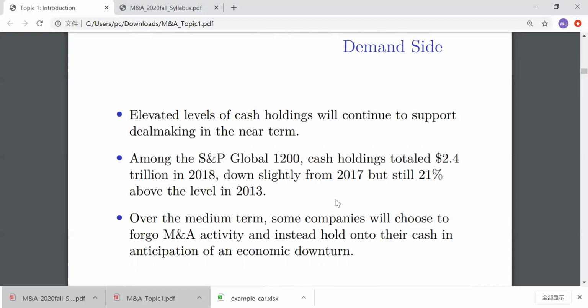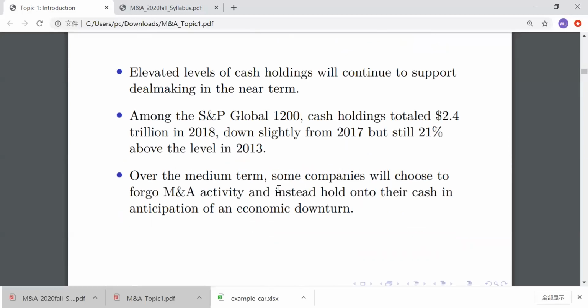For example, in 2018, among the S&P Global 1200, the cash holding totaled 2.4 trillion. That's 21% above the level in 2013. So you can see companies' cash holdings globally have reached a very high level. Of course, we don't know what will happen after 2020, because 2020 has changed many things. Maybe after 2020, the cash holdings of these companies will go back to the levels before the financial crisis, like in 2013. That's one conjecture, but we don't know.